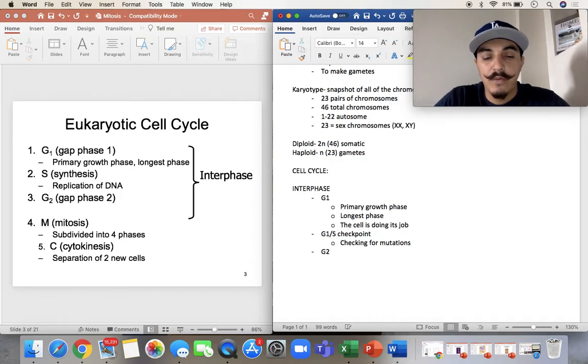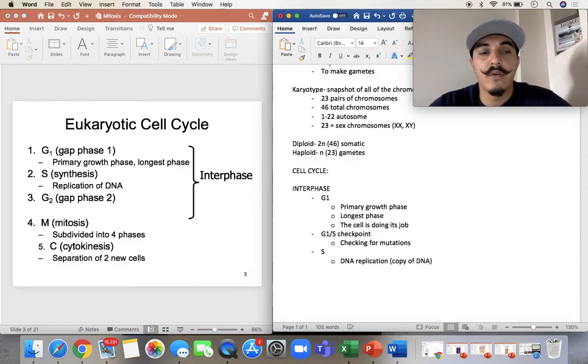Now let's get to G2. Actually, S phase. My bad. Getting ahead of myself. S phase. This is where DNA replication occurs, and we're going to talk about that in a couple of weeks. So we're trying to make a copy of DNA. The whole point of the S phase, or doing replication, is to make a copy of the DNA.